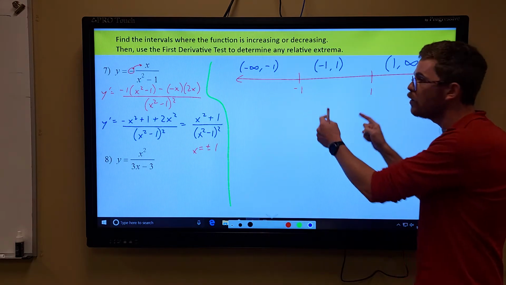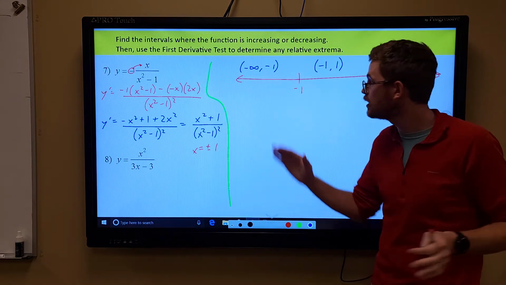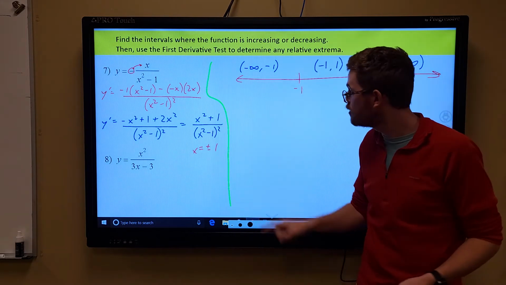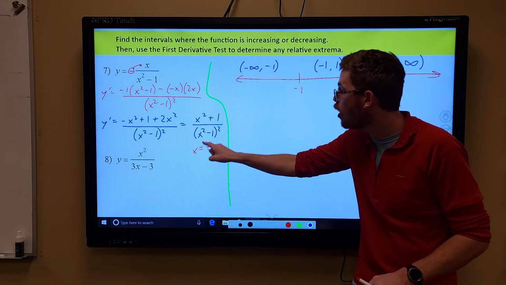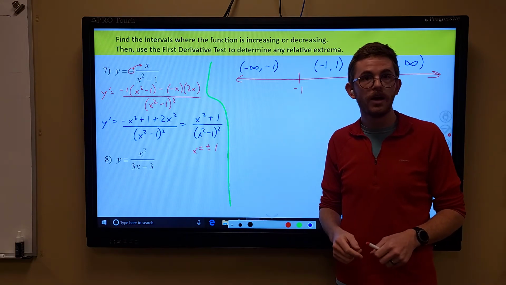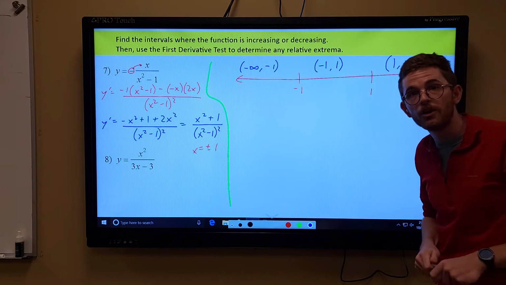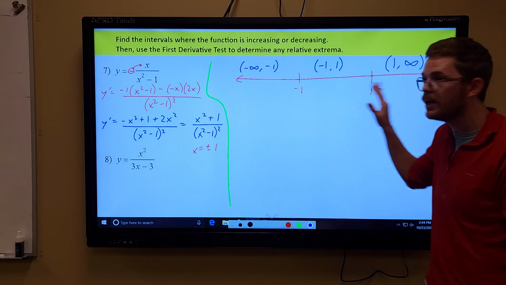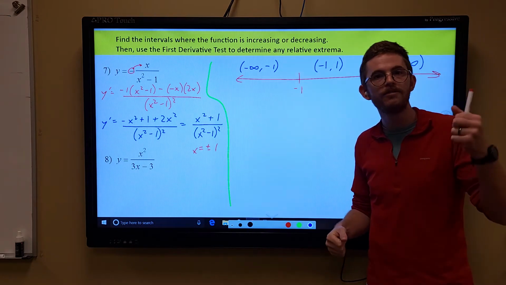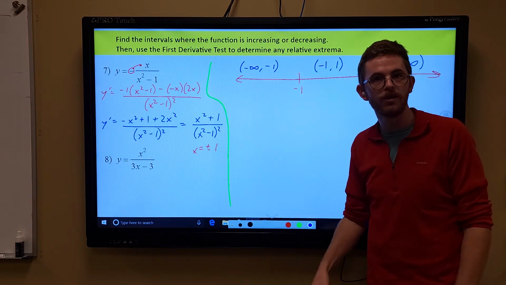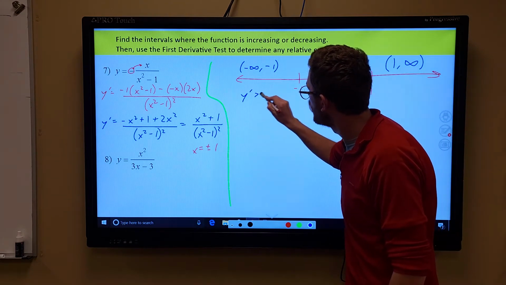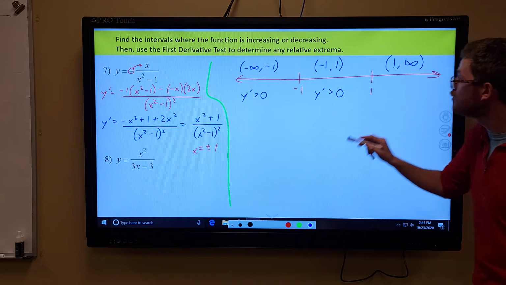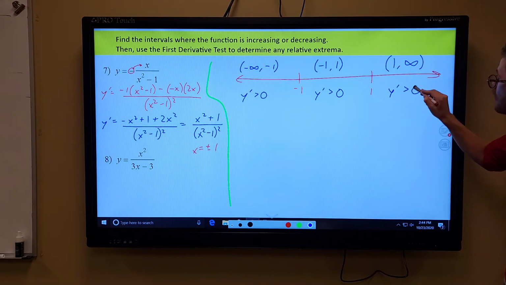So we already know, and notice this, we're really kind of summarizing a lot of the next steps of this problem. The numerator is always positive. The denominator is either 0 or positive. We know when the denominator was 0, so that must mean that in every one of these intervals, no matter what we plug in, it's going to get us a positive value for our first derivative. So my first derivative is positive on this interval. My first derivative is positive on this interval. My first derivative is positive on this interval.